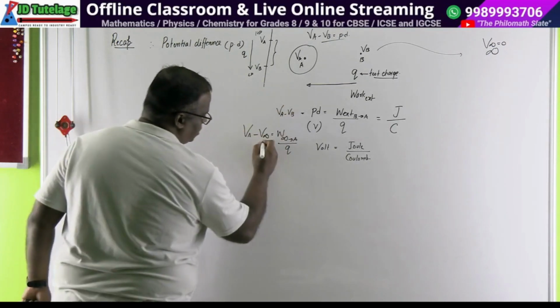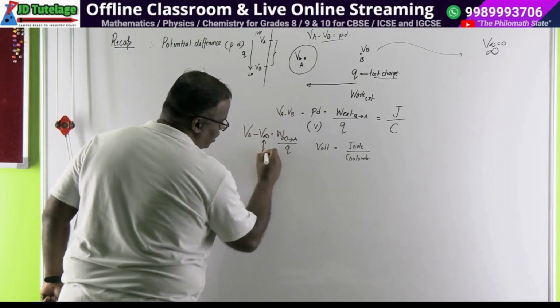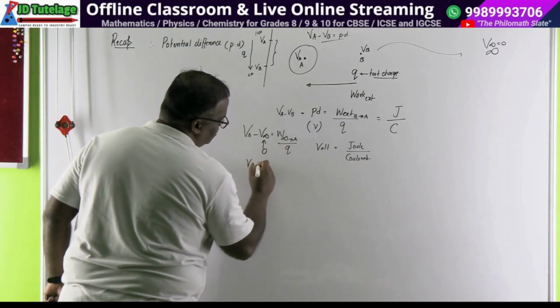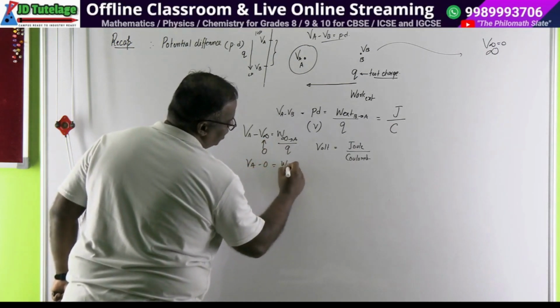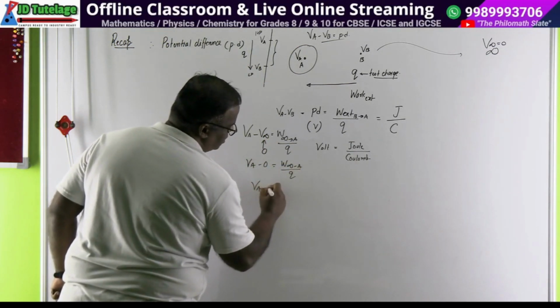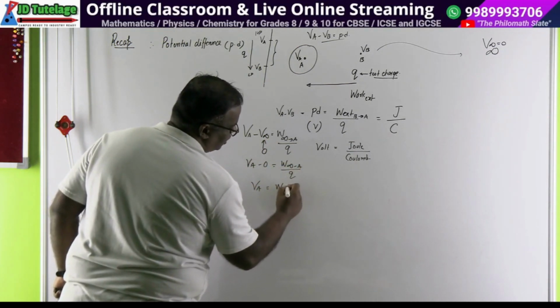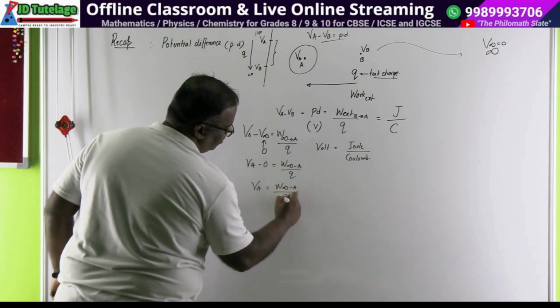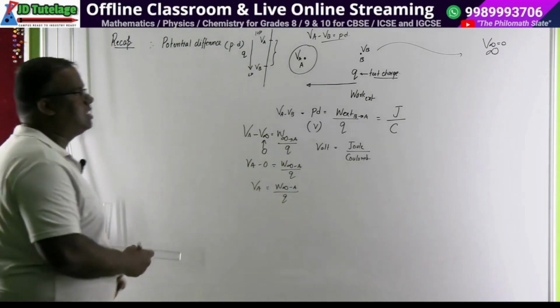And arbitrarily this has been assigned the value of 0. So it becomes VA minus 0 is equal to work done from infinity to A divided by the charge, or V at A is equal to work done in moving the charge from infinity to the point divided by the charge. That's all we studied in last class.